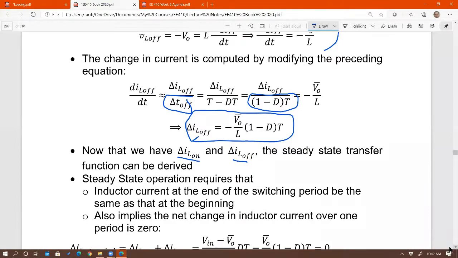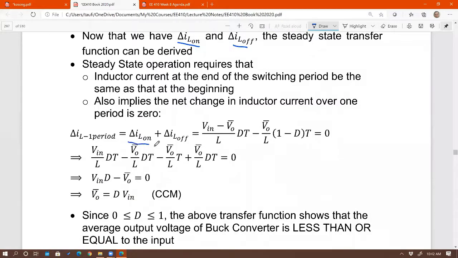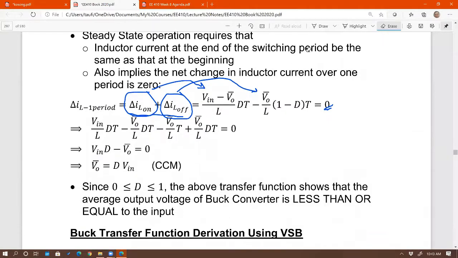All I need to do now is substitute those equations into the previous equation I have, right here, that delta IL on plus delta IL off must equal 0. Go ahead and plug in the equation for delta IL on that we derived earlier and delta IL off that we derived earlier as well, right there. And now the rest will be just algebra. See that? Things cancel, that L cancels, T cancels, and at the end, look at the transfer function. At the end, you have the transfer function that relates output voltage to input voltage.